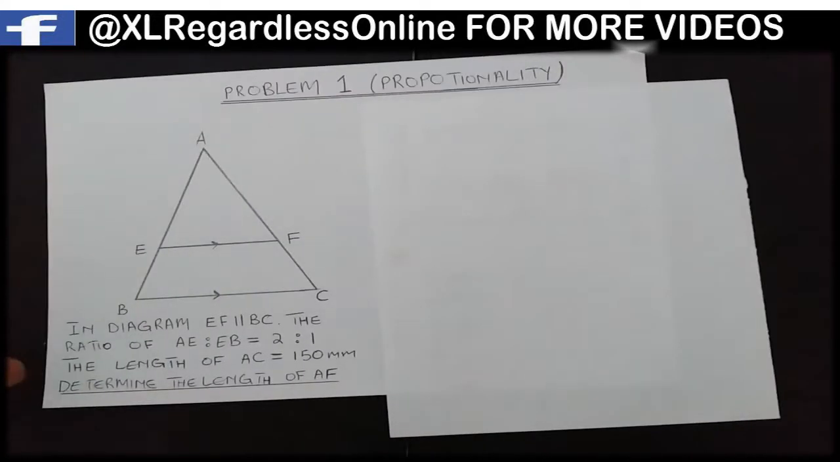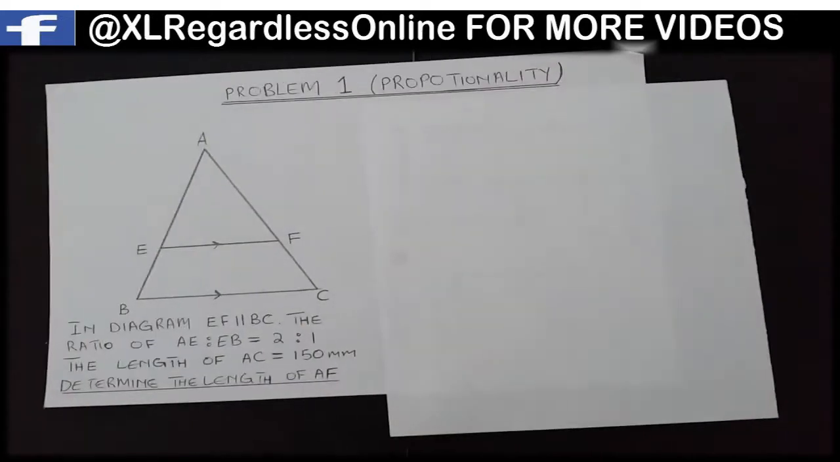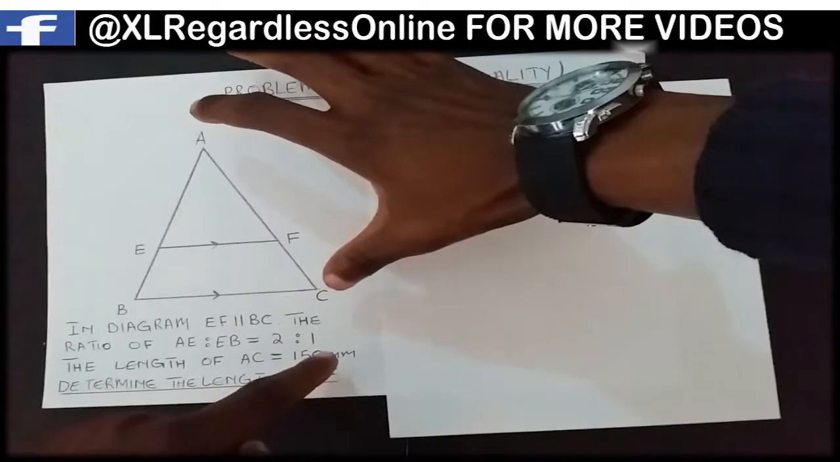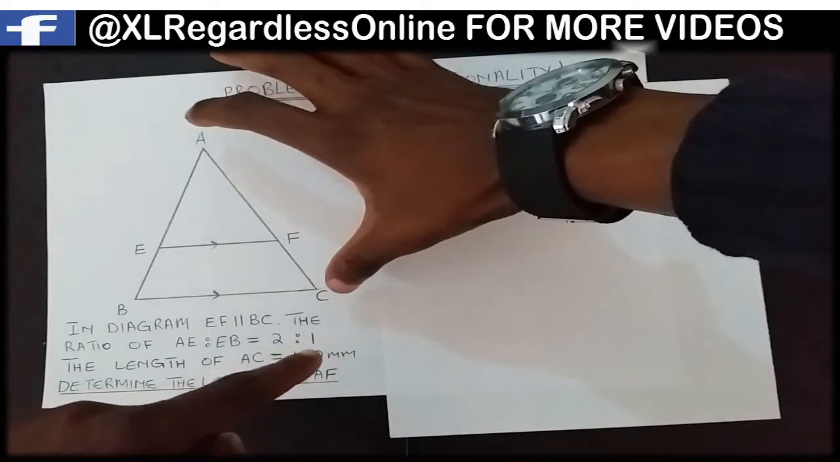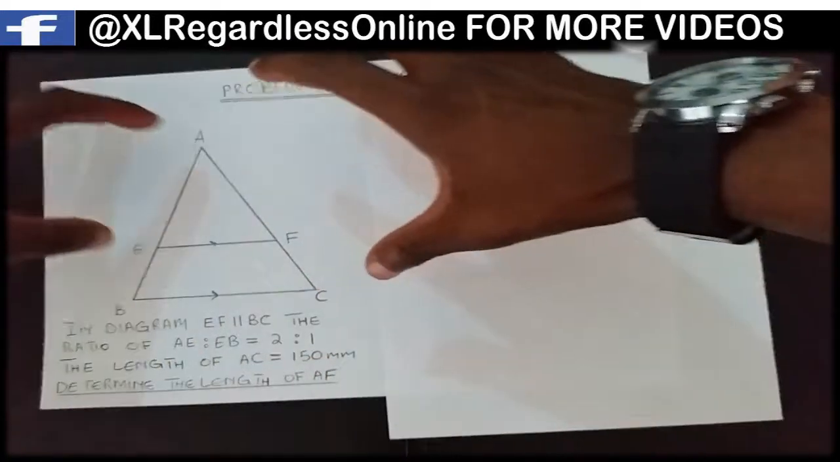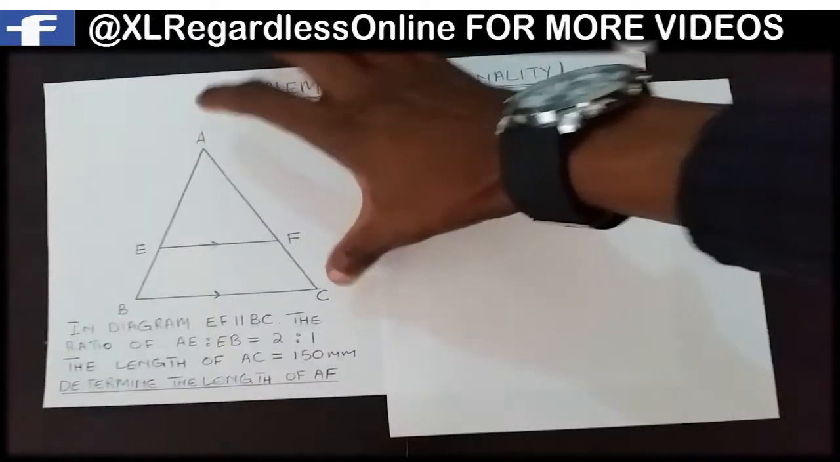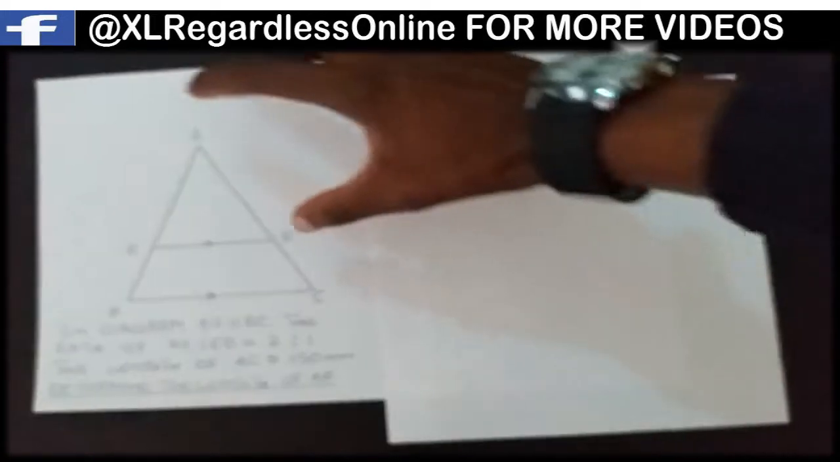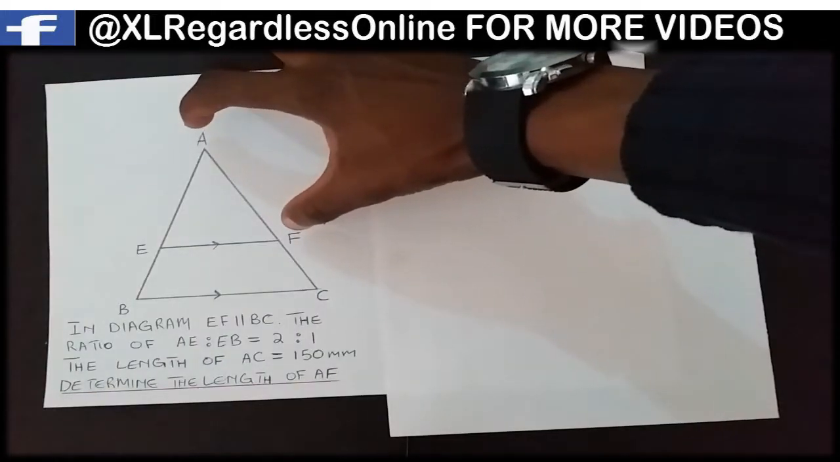And then they say that the length of AC is equal to 150 millimeters. So AC, this entire length here, is 150 millimeters. So we are given the actual length for this side. You see, on this side we are given ratios, but on this side we are given the length. That's the first thing that you need to do when you go through these things. And then the question says, determine the length of AF.